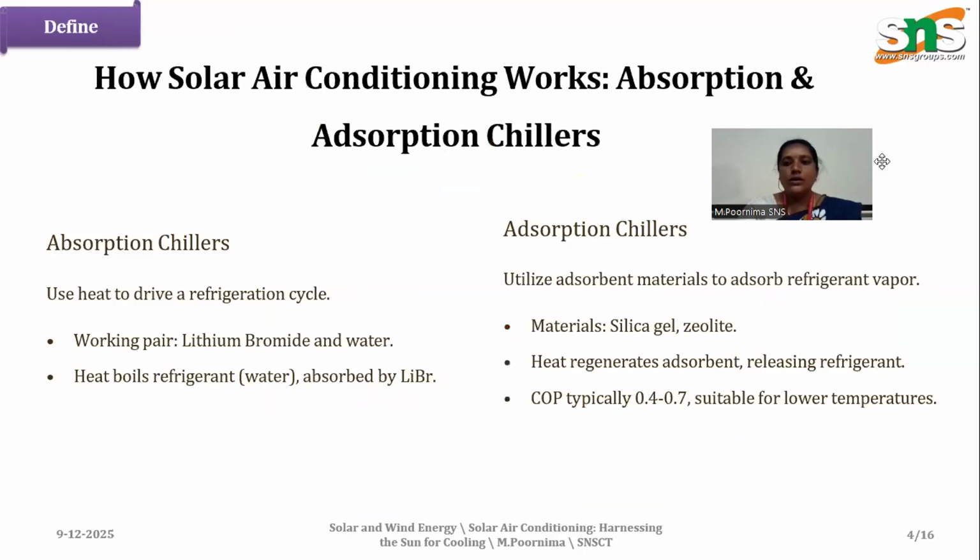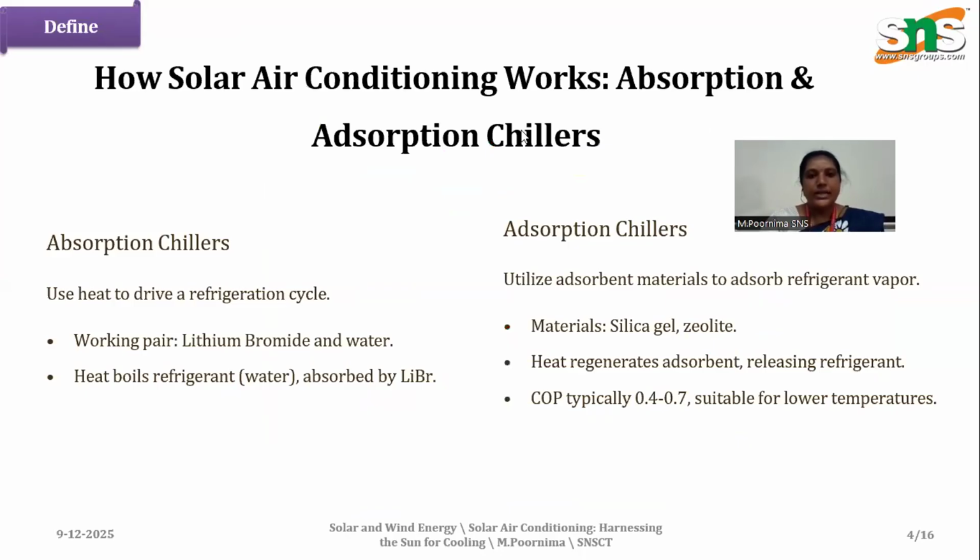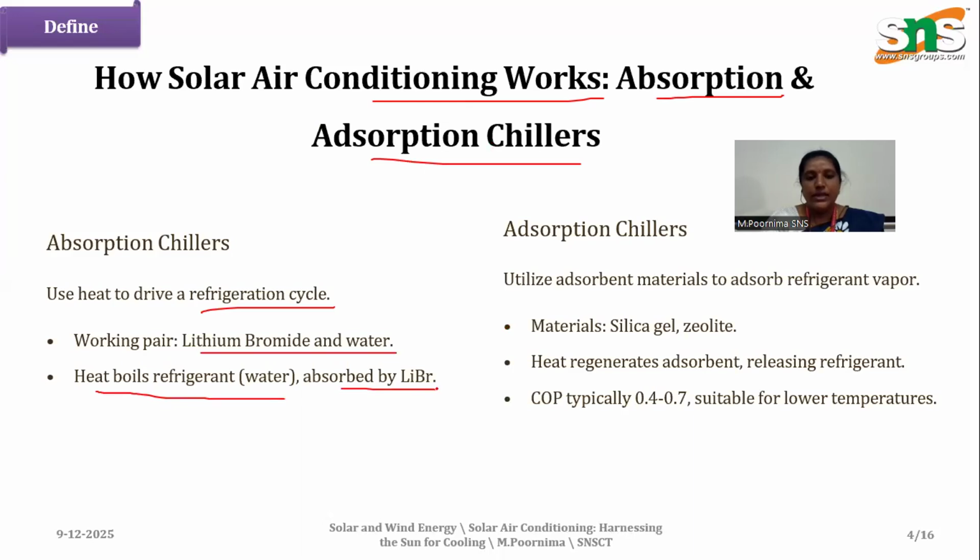Now coming to how solar air conditioning works: absorption and adsorption systems. Here comes the define part. Absorption uses heat to drive refrigeration cycles. The working pair is lithium bromide and water, and the heat-boiled refrigerant water is absorbed by the lithium bromide and water. These are absorption chillers. For adsorption, the materials are silica gel and zeolites, and heat generation makes the adsorbent release the refrigerant. COP is typically 0.4 to 0.7, and it is suitable for low temperatures.